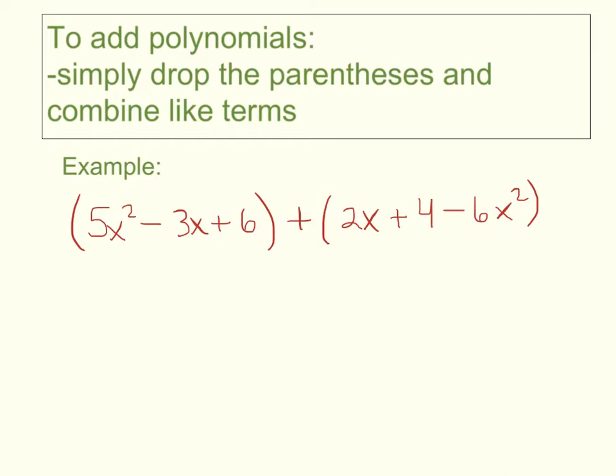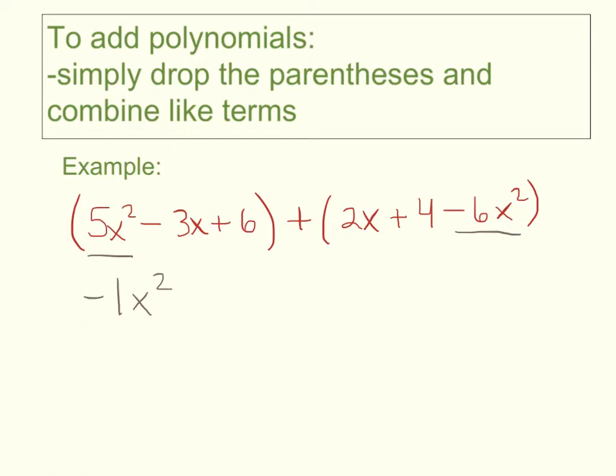Remember, like terms have the same variable raised to the same power. So 5x squared and negative 6x squared are like terms. Negative 3x and 2x are like terms because they have the same variable, both x, raised to the same power, 1. Okay? So here we have 5x squared and negative 6x squared is negative 1x squared.